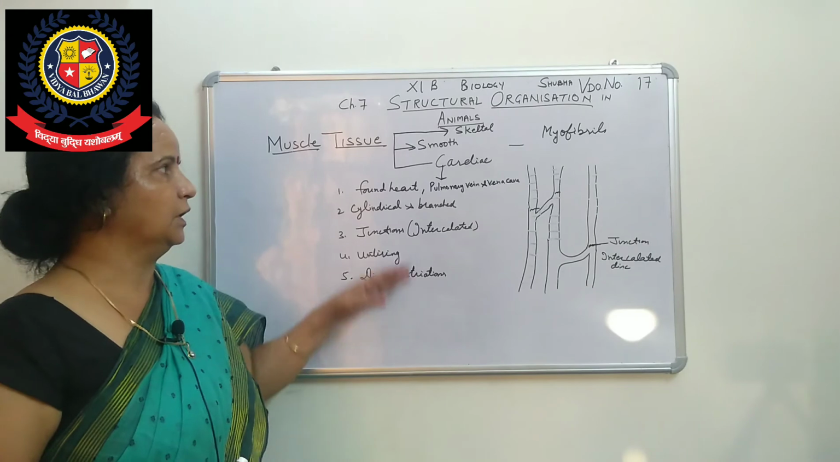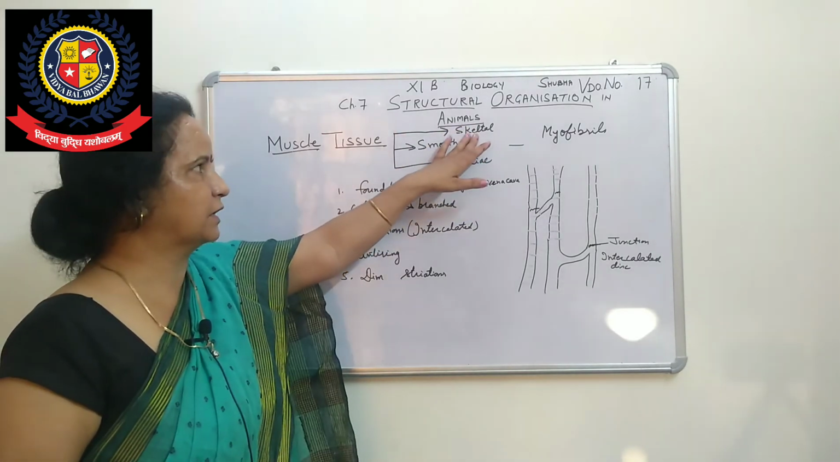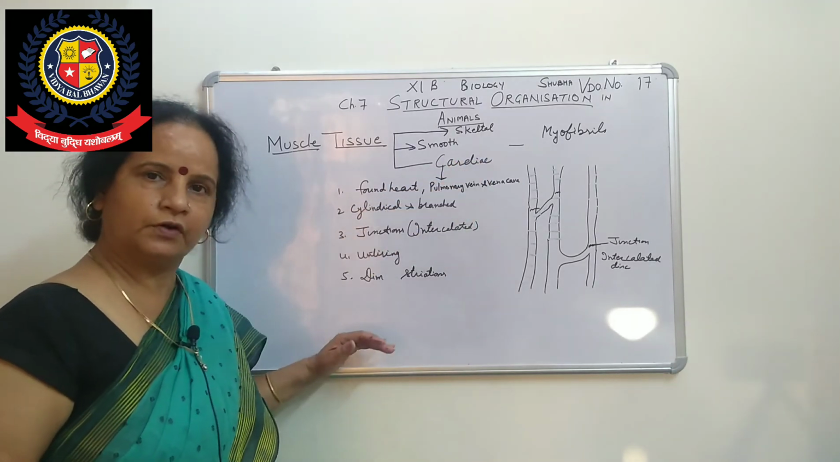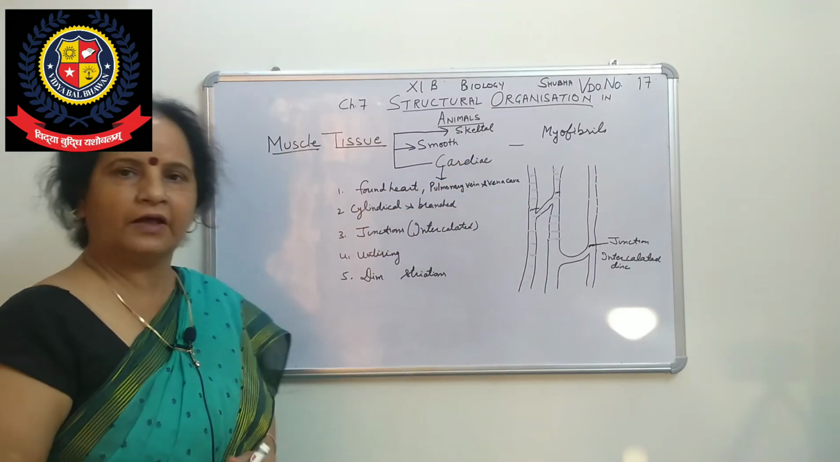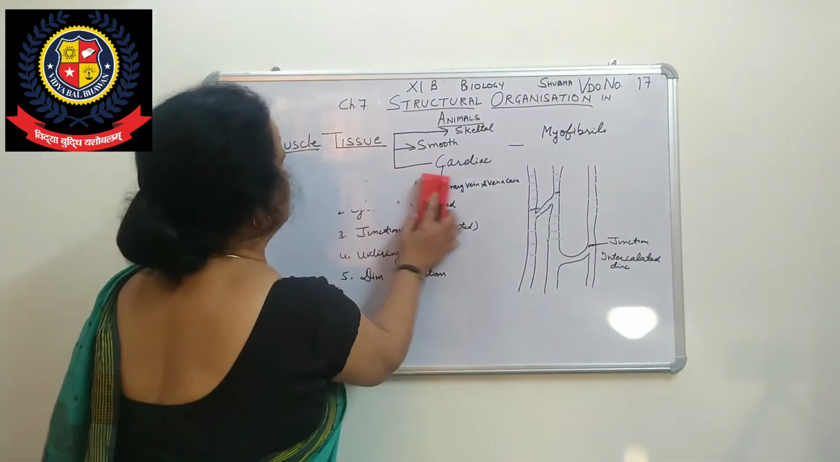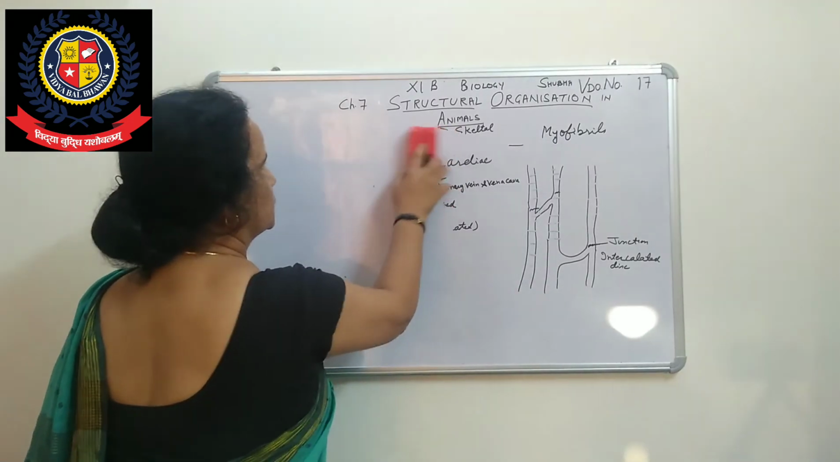So this was about the third type. We have covered all three types: skeletal done, smooth done, cardiac done, right? So this muscular tissue is completed. Now the last tissue in this topic, animal tissue, is neural tissue. What is it called? Neural tissue.